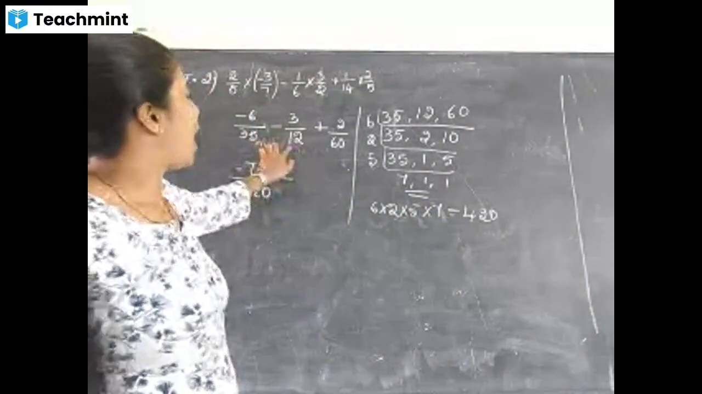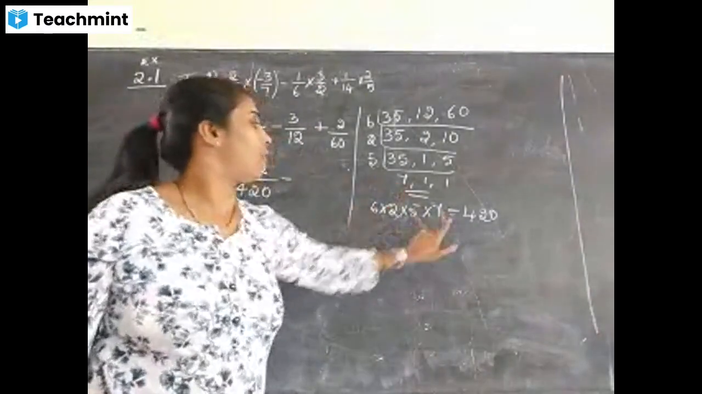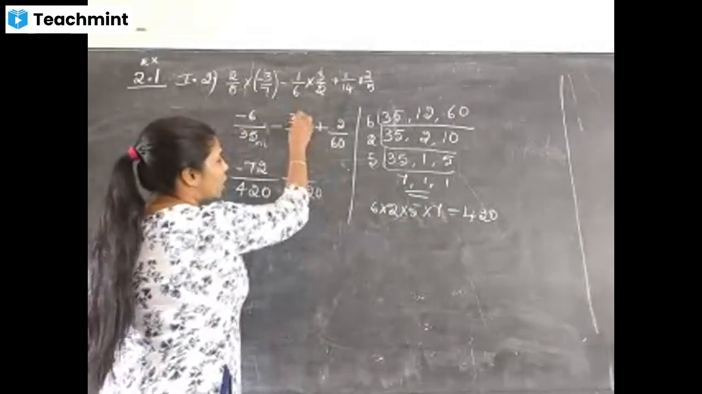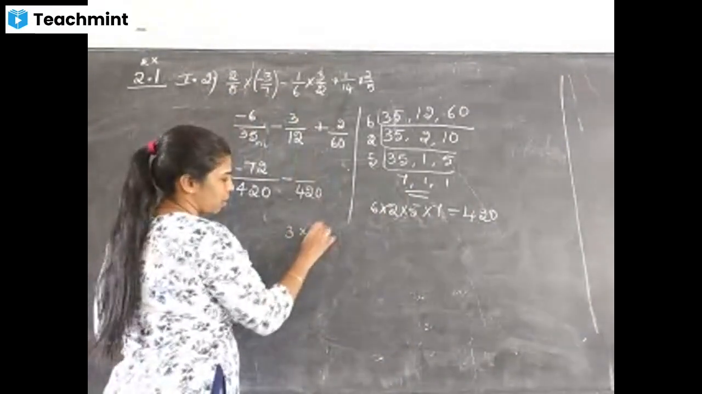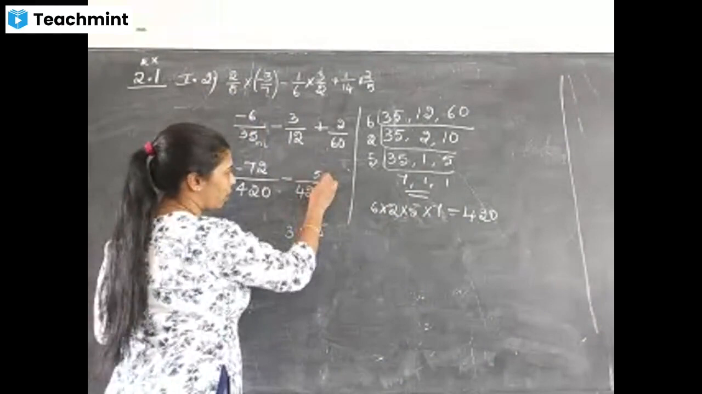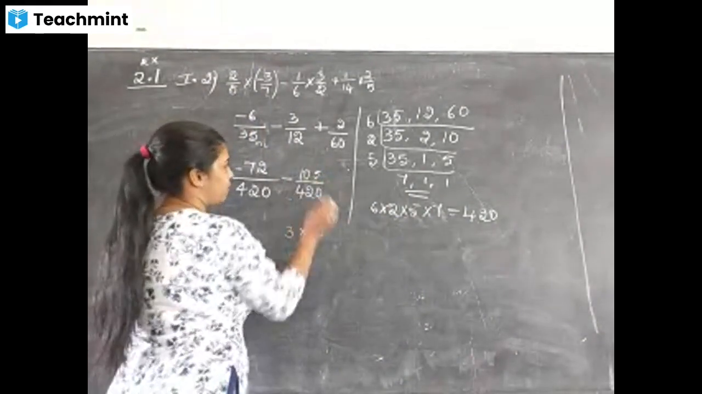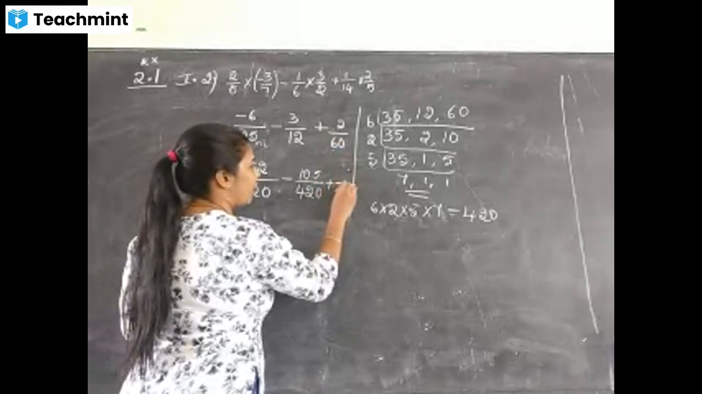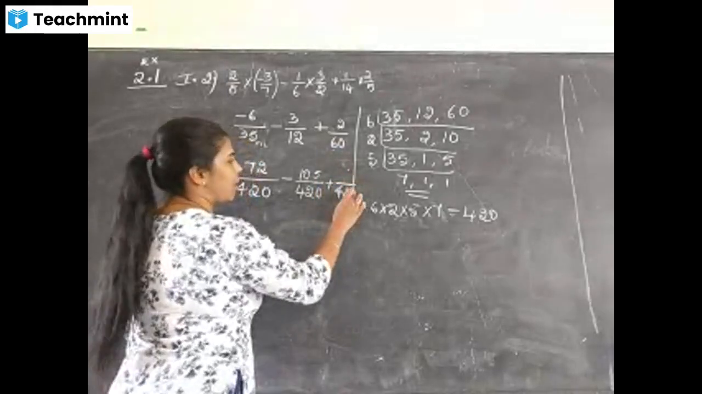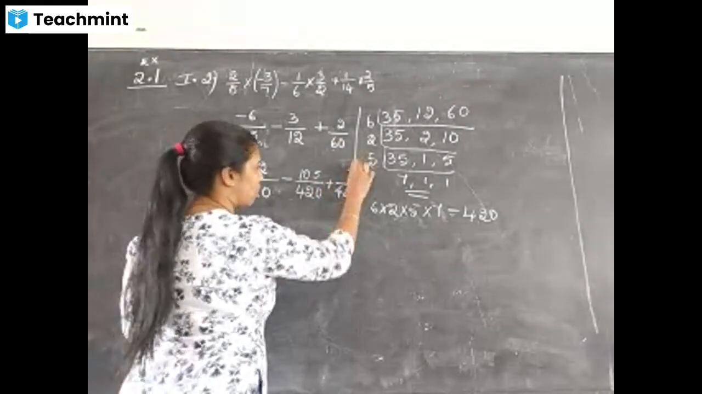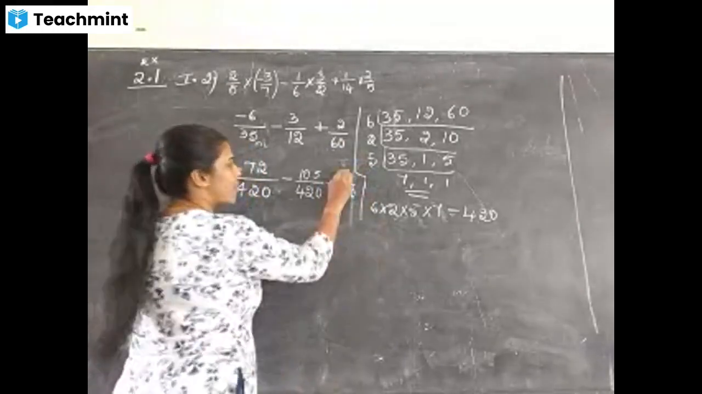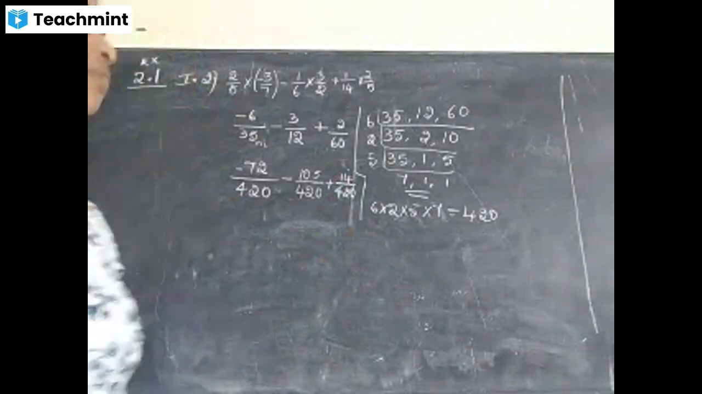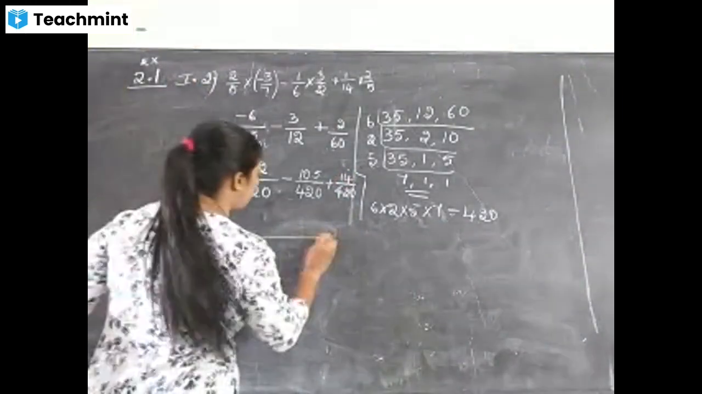Also, 12, how much to make 420? 12 thirty-fives are 420. So 35 into 3 is 105, minus 105. This is 420. 60, how much to make 420? 60 sevens are 420, 2 sevens are 14. Table you must know.